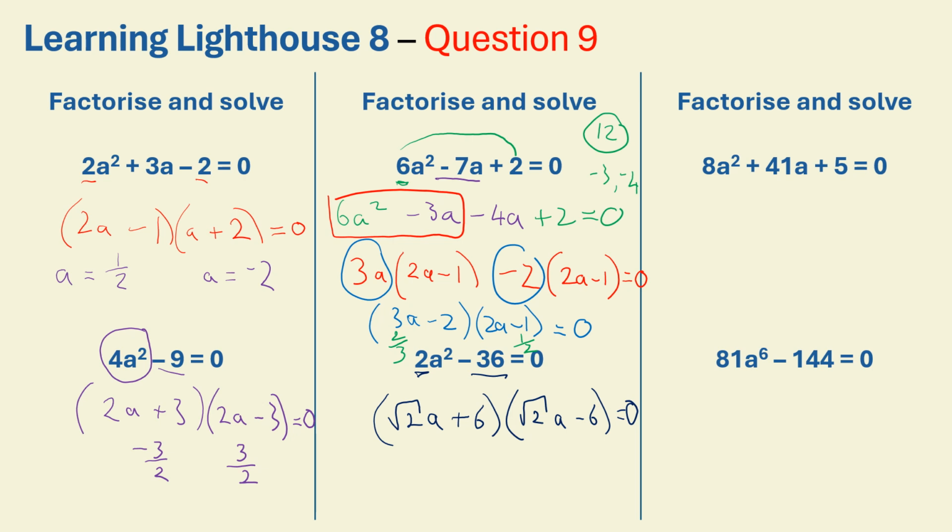So we've got a equals negative 6 over root 2, or a equals positive 6 over root 2. And we can go back to our working with rationalizing the denominator. This would be minus 6 root 2 over 2. Gives me an answer of minus 3 root 2. And this one would give me 3 root 2. Press pause and have a look at the really fun last two.